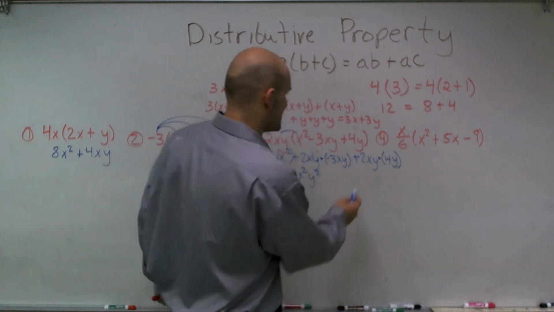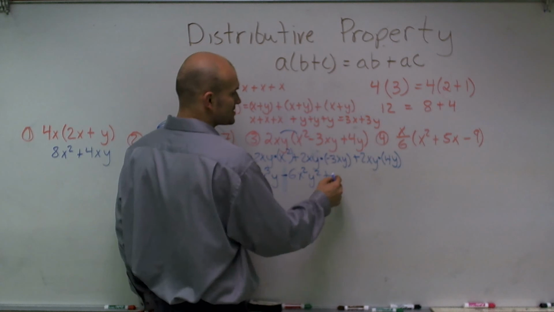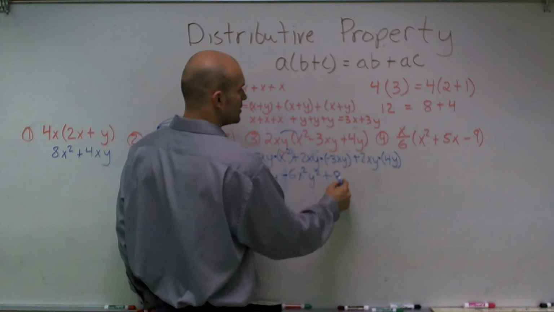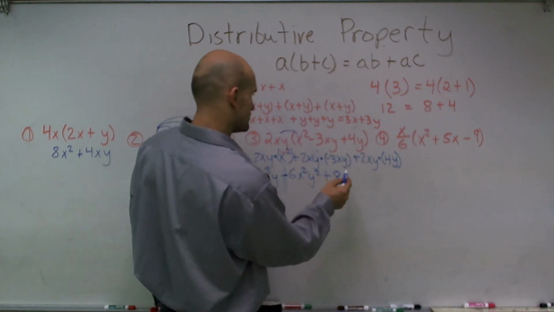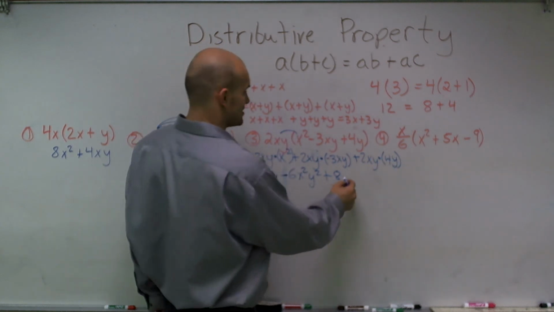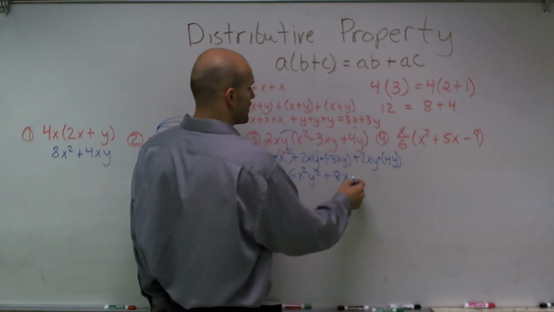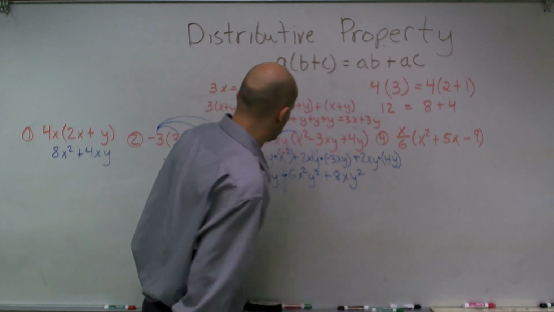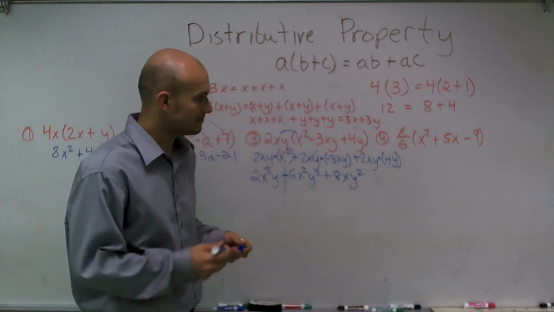And then over here, again, I'm going to be multiplying two positive numbers. So I have 2 times 4, which is 8. And then x times nothing, right? So x is just going to be there still. And then y times y is y squared. So that's how you work out that problem.